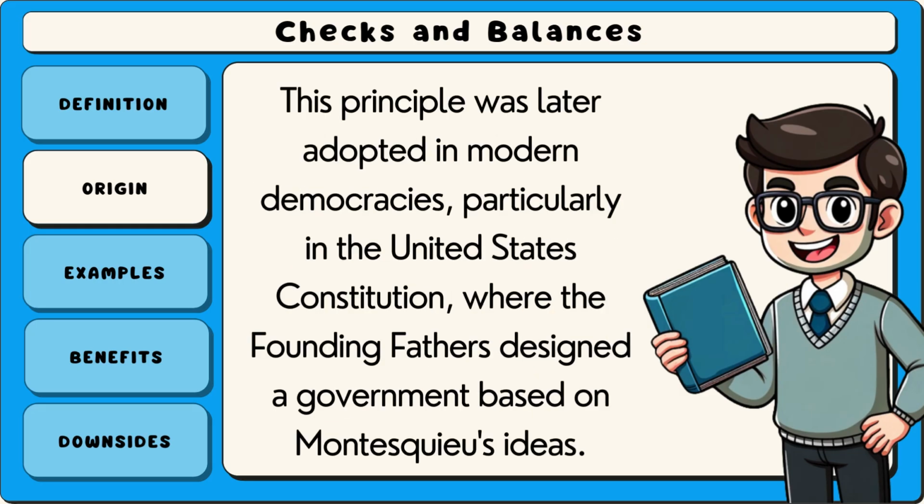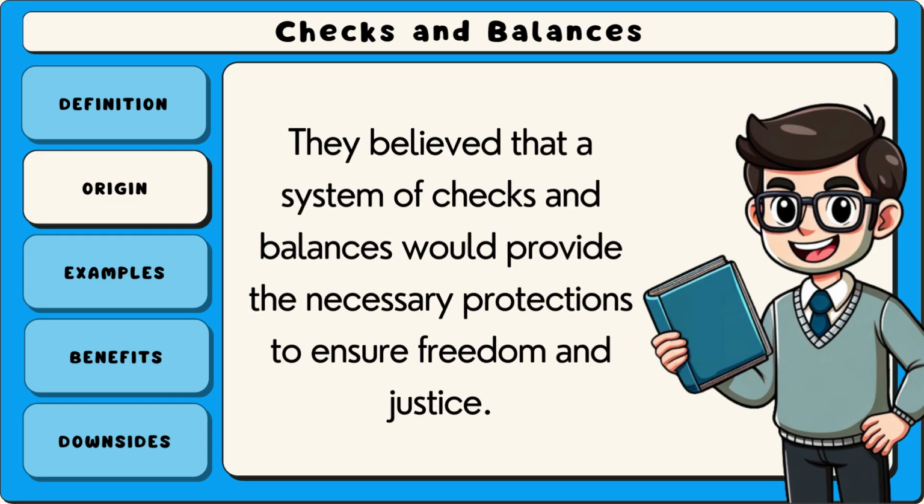This principle was later adopted in modern democracies, particularly in the United States Constitution, where the Founding Fathers designed a government based on Montesquieu's ideas. They believed that a system of checks and balances would provide the necessary protections to ensure freedom and justice.